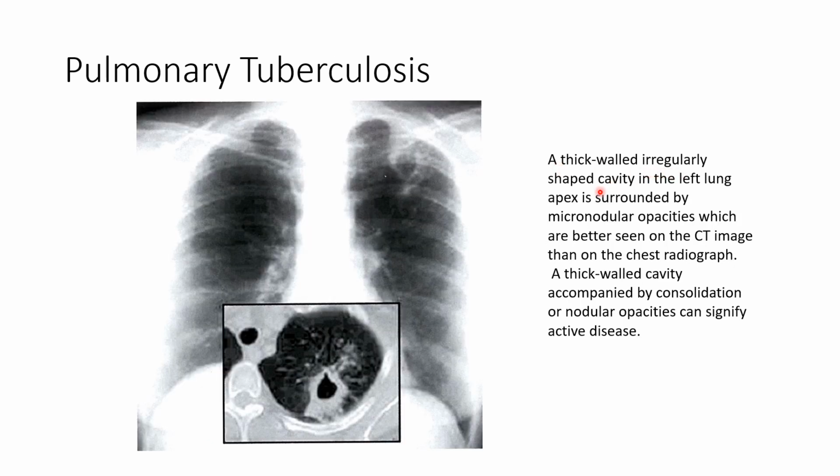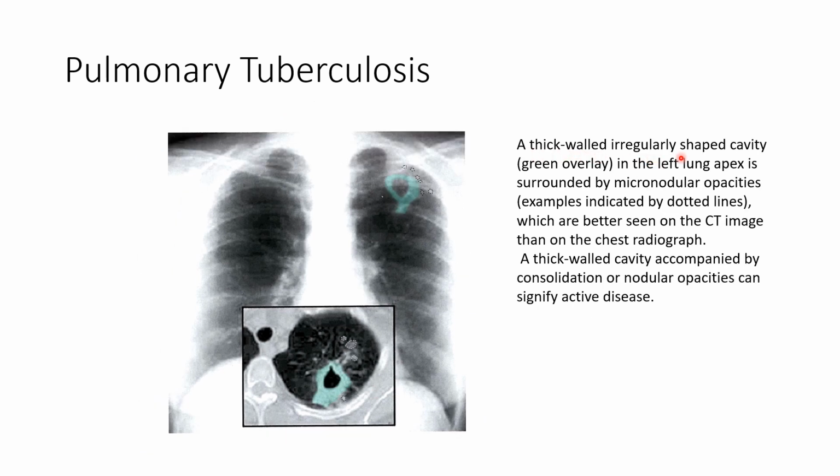A thick-walled, irregularly shaped cavity in the left lung apex is surrounded by micronodular opacities which are better seen on the CT image than on the chest radiograph. A thick-walled cavity accompanied by consolidation or nodular opacities can signify active disease.